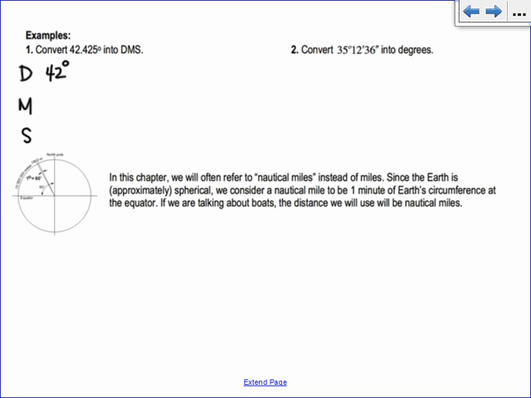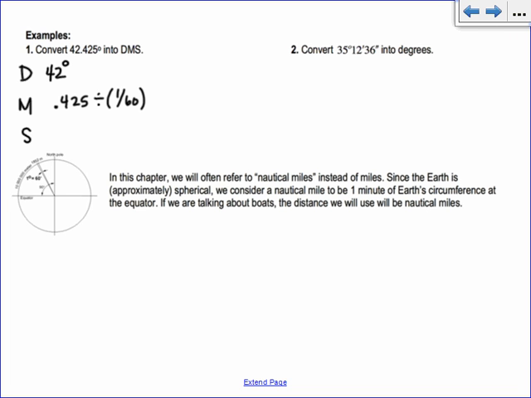Now it says how many minutes do we have? So what we're doing is we say, well, we have that fraction, 0.425, and we want to divide by 1 over 60. We want to find out how many minutes go into that number. Dividing by 1 over 60 is really the same as multiplying by 60, right? So if that's easier for you. So we go ahead and we do that.